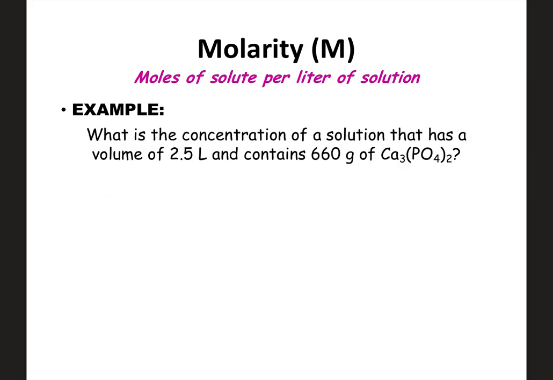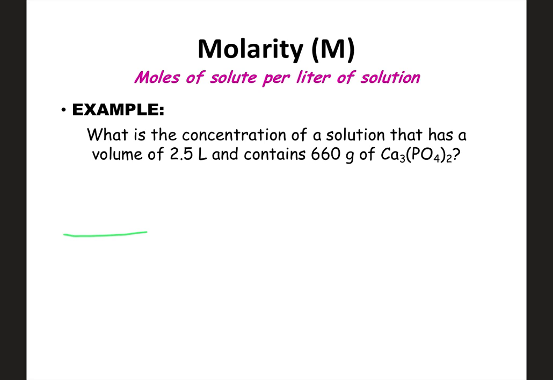One more example to try here. It's saying what is the concentration of a solution that has a volume of 2.5 liters and contains 660 grams of calcium phosphate. So notice in this problem, it's asking what is the concentration. That's the same thing as asking what is the molarity. So I'm looking for molarity here. I know molarity means moles over liters. So I have to set the problem up as something divided by something. That's how I'm going to have to set the problem up because I need to get concentration or molarity here. So the only numbers they gave me were 660 grams and 2.5 liters.